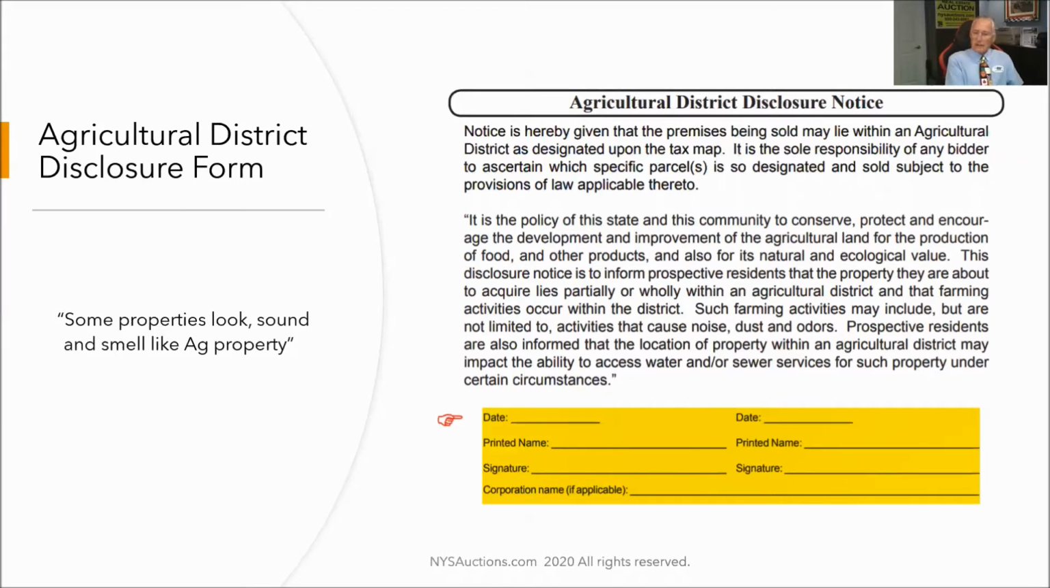Now, some of the counties that we work with and municipalities have mapping that identifies that. It's very clear. And where we can, we've identified them in our auction catalog or in the PowerPoint show that's used at the auction. Other times, you're going to have to discover that information on your own.